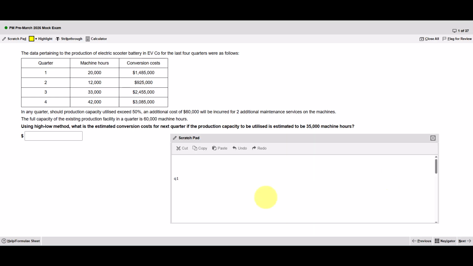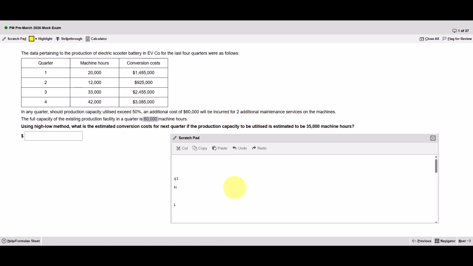So this is the high-low method. We use the high-low method to first eliminate the fixed costs so we can work out the variable cost per unit, and then we use that to work out the fixed costs. In this question, we've got this additional part that there's an additional fixed cost if they go over 50% capacity. Well, capacity is 60,000, so that means there's an additional fixed cost when there's 30,000 machine hours or more used.